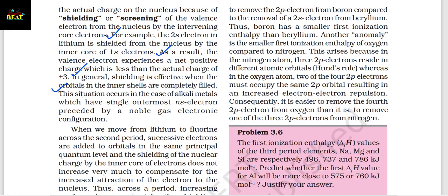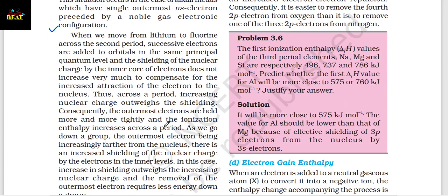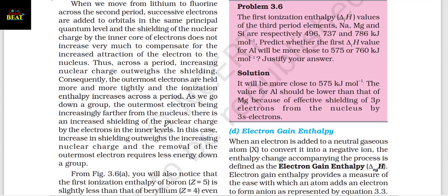This situation occurs in the case of alkali metals, which have a single outermost ns electron preceded by a noble gas electronic configuration. When we move from lithium to fluorine across the second period, successive electrons are added to orbitals in the same principal quantum level, and the shielding of the nuclear charge by the inner core of electrons does not increase very much to compensate for the increased attraction of the electrons to the nucleus. Thus, across a period, increasing nuclear charge outweighs the shielding. Consequently, the outermost electrons are held more and more tightly and the ionization enthalpy increases across a period.